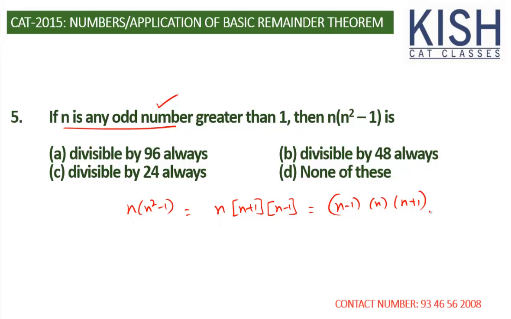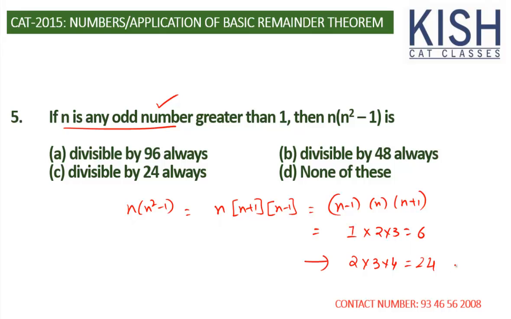Now the 3 consecutive numbers is very simple. If we know that these are the first 3 consecutive numbers, then we can say 1 into 2 into 3, that is 6. So every 3 consecutive numbers must be a multiple of 6. However, we have got a condition here. The condition is n is odd is given and also it is greater than 1. So n must be a minimum value of 3. If n is 3 here, then the whole thing is 2 into 3 into 4. That's going to be 24.